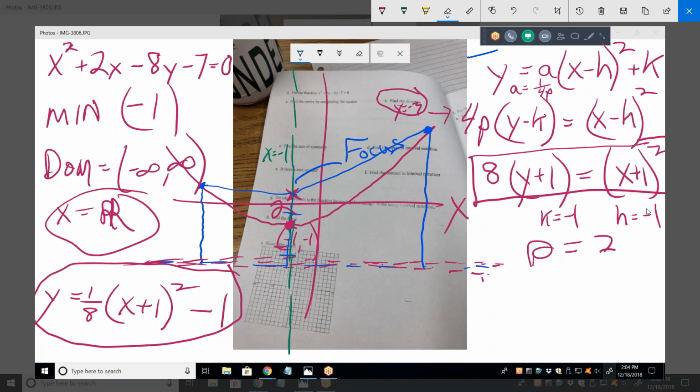Focus is at -1, +1, where I've drawn the x above the parabola. In other words, if you were building this, you would build it 2 feet above the vertex.